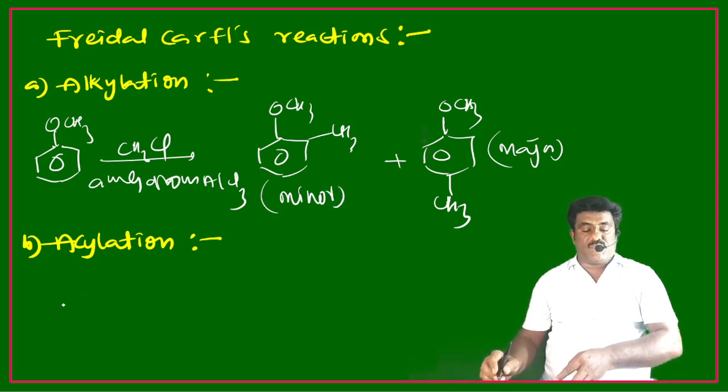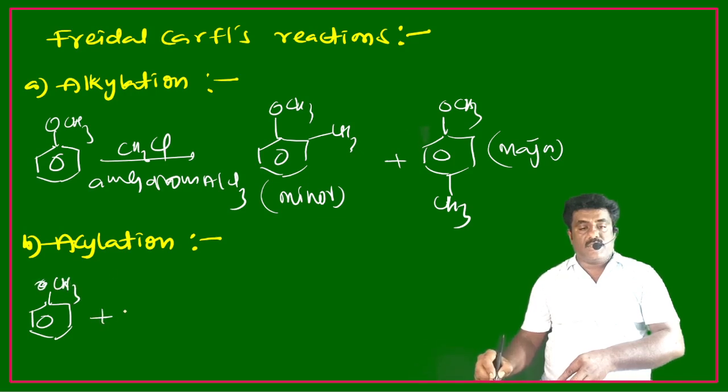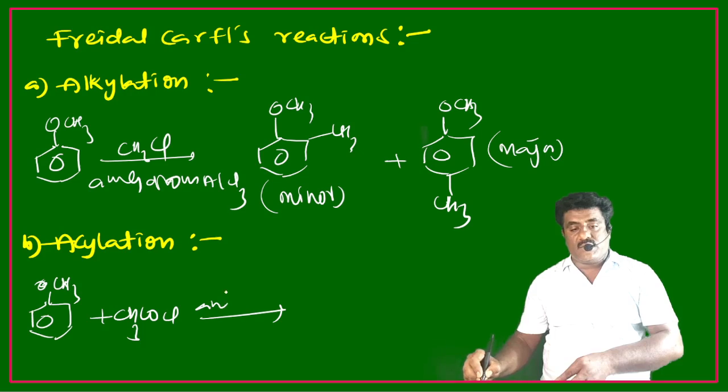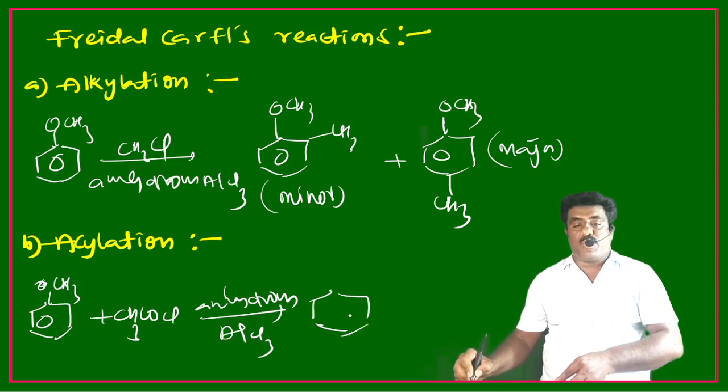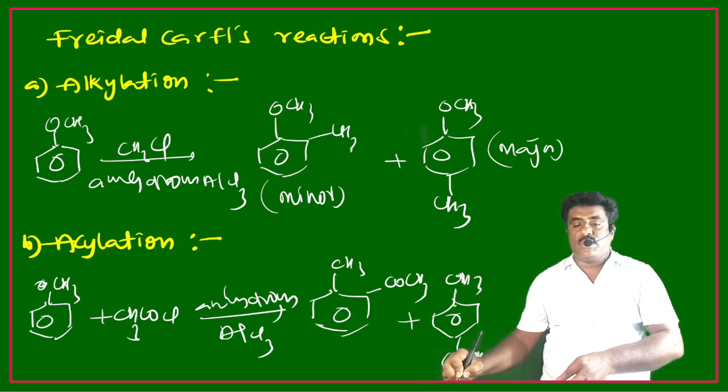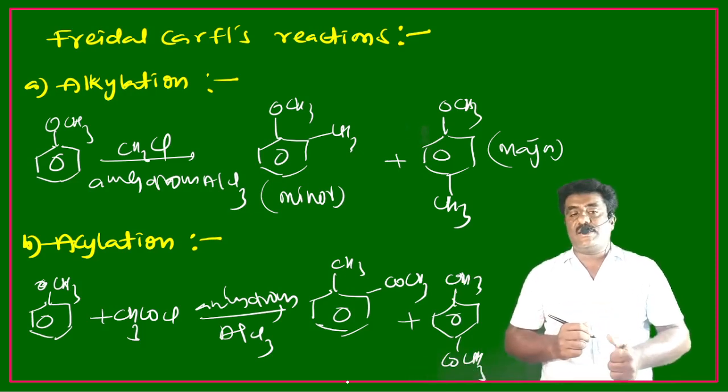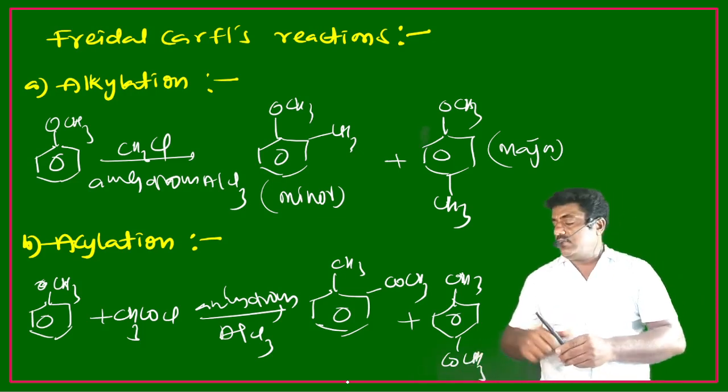Have a look at acylation. So what is acylation? See, anisole with acyl chloride, CH3COCl, in presence of anhydrous AlCl3. It also gives the products like this: ortho and para products, with COCH3. So these are our products. This is Friedel-Crafts alkylation and Friedel-Crafts acylation. See, have a look at the question.